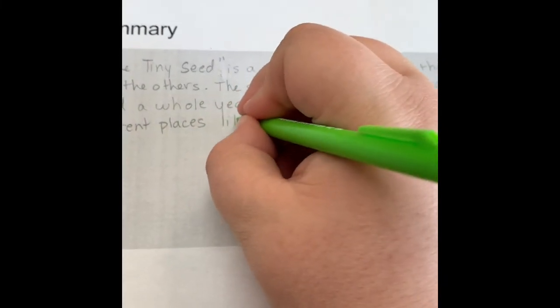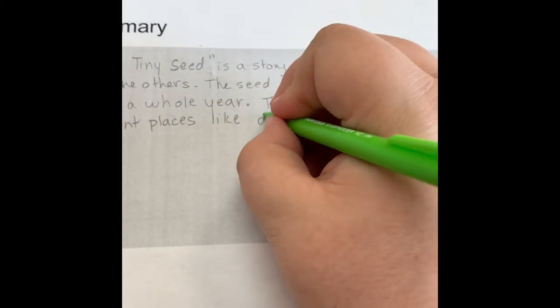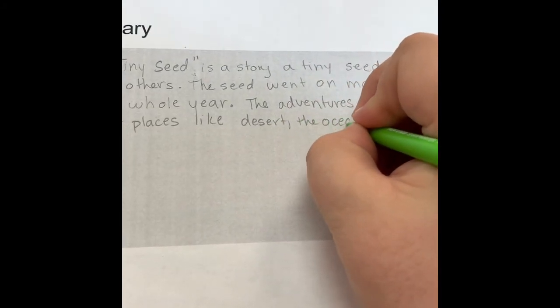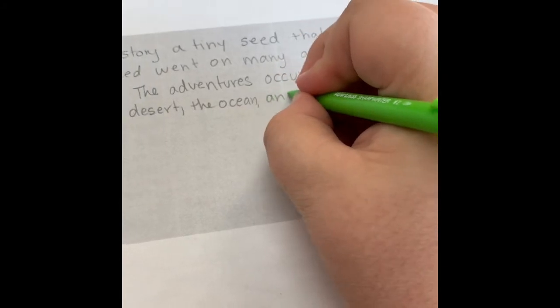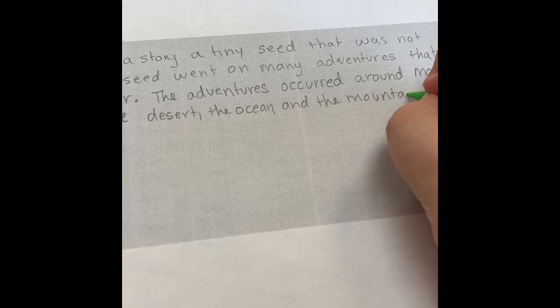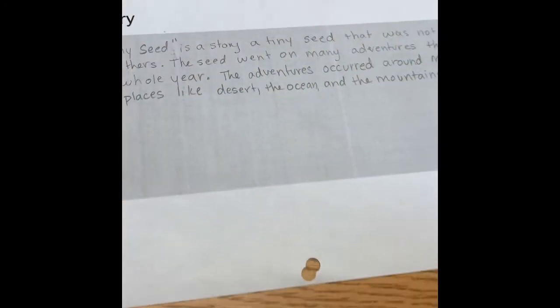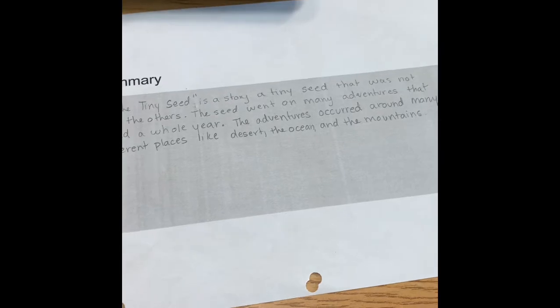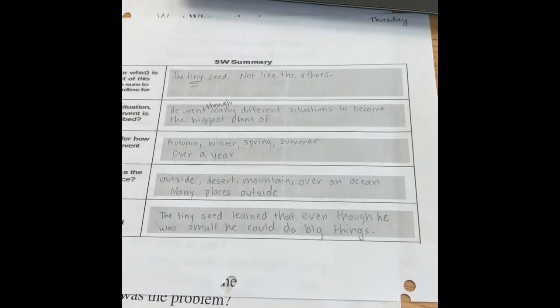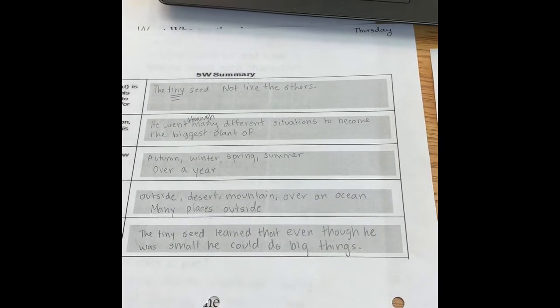If we want to get even more into it, we can put places like, where did it go? The desert, the ocean, and the mountains. Good job, guys. Now the next one, we can wrap it up and let's write our why. So why was this story so exciting? We said it was because the tiny seed learned that even though he was small, he could do big things. So let's wrap that up.